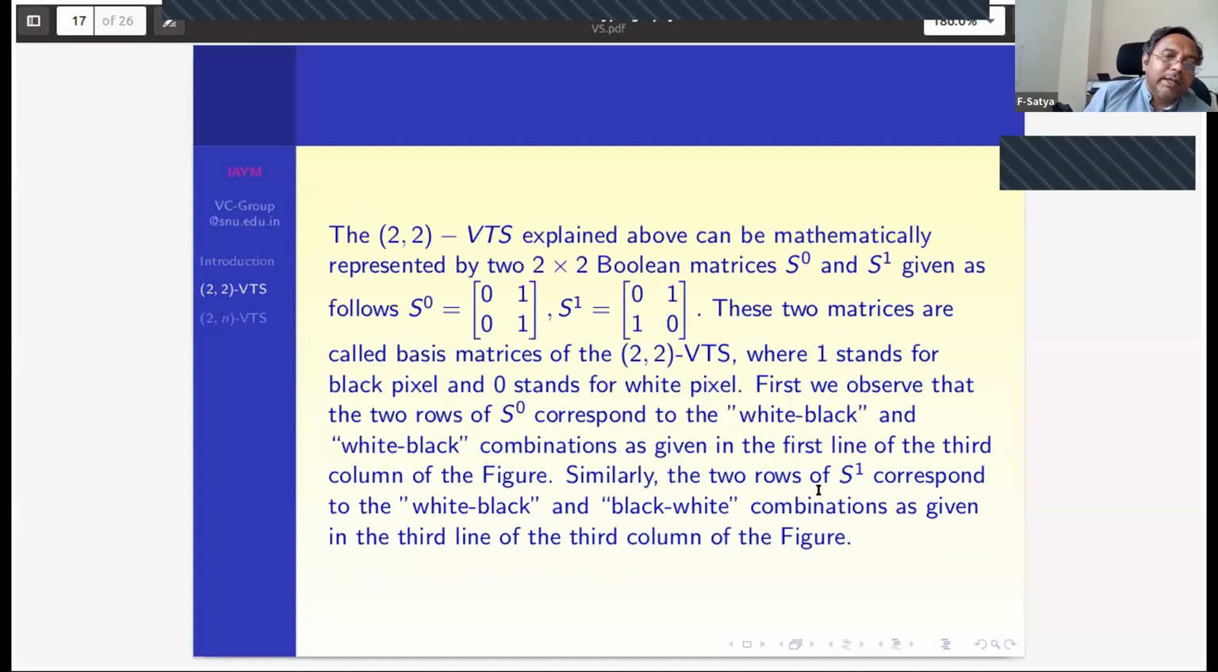So how can we do this mathematically? For example, you have a two-out-of-two visual cryptography scheme. As explained mathematically, we take two by two Boolean matrices S0 and S1. For white, I can write 0, 1, 0, 1. Are you following? 0, 1, 0, 1. Whereas for black, I'll take 0, 1 and 1, 0. These are the two matrices called basis matrices for the (2,2) VCS, where 1 stands for a black pixel and 0 for a white pixel. First we observe that the two rows of S0 correspond to white-black and white-black combinations, as given in the first line. Similarly, the two rows of S1 correspond to white-black and black-white. You understood that?